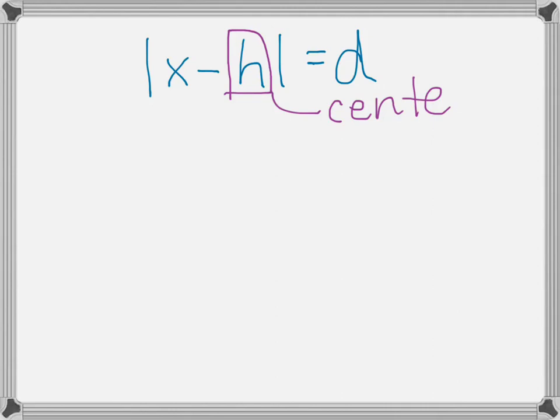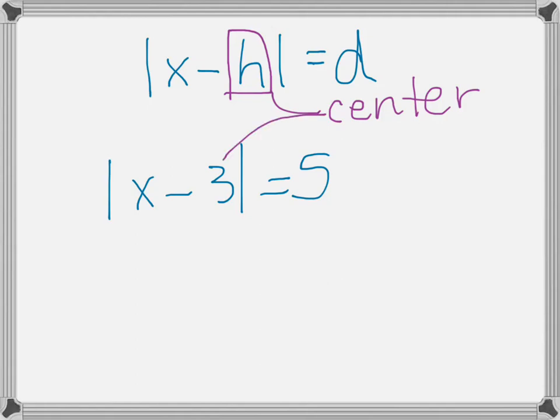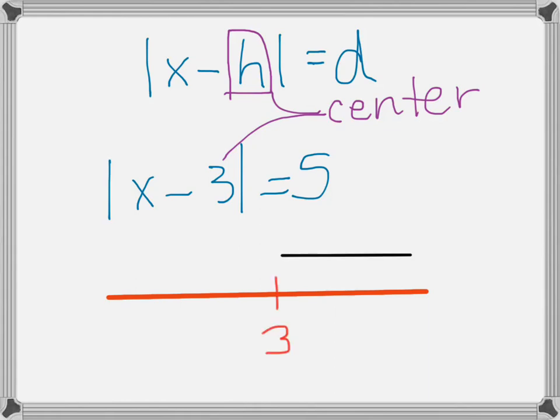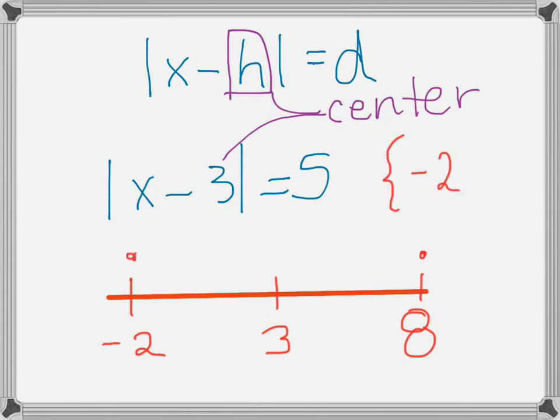D, again, is our distance from our center. Here's an example. The absolute value of x minus 3 is equal to 5. We're looking for those values that are 5 away from 3. 3 is our center. So we draw a number line, put 3 as our center. 5 in this direction would be 8, and 5 in that direction would be negative 2. So our solutions are 8, negative 2, and in roster form we'd have negative 2, 8.